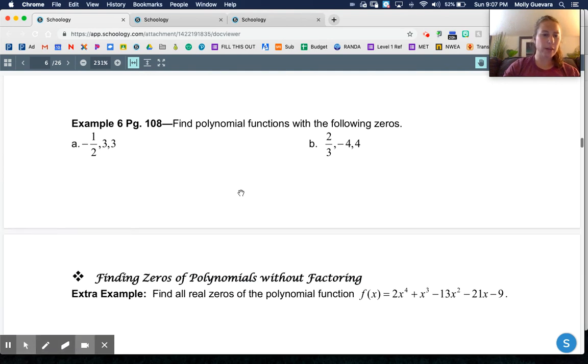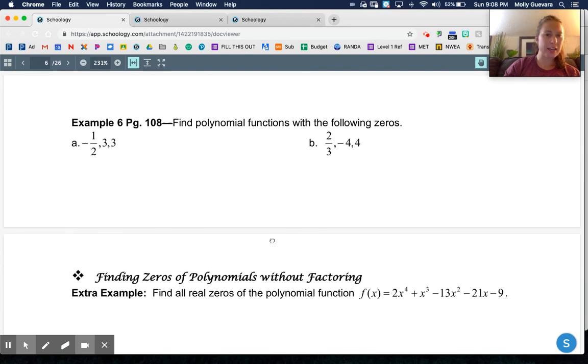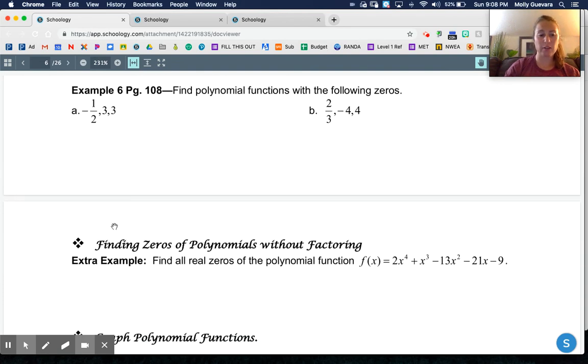Last one on this page is find the function with the given zeros. So now I'm given the zeros, and I want to find the function. So what I have to do is write these as factors. So x, and then because this is a minus 1/2, I know it's going to be plus 1/2. I'm just writing the factors like we practiced up above. Then I have x minus 3, and then x minus 3 again.